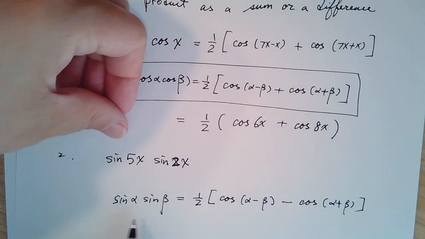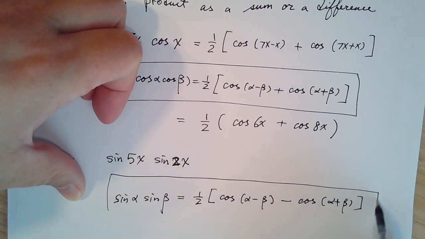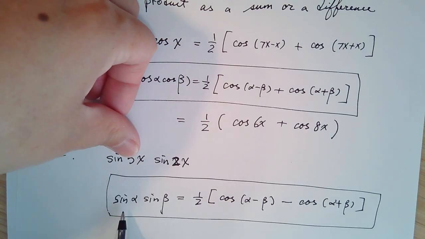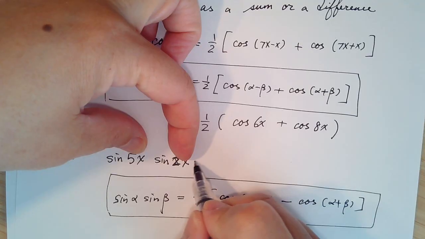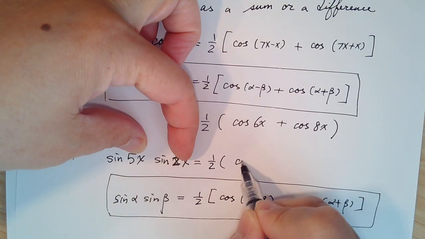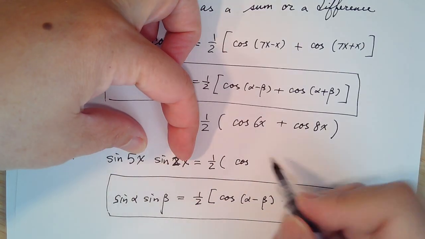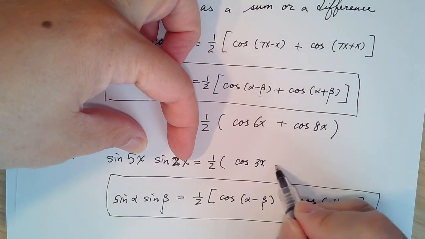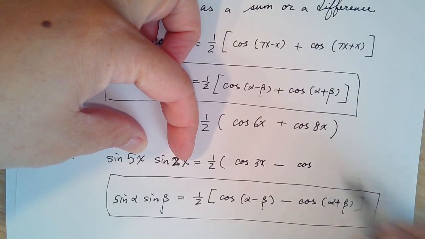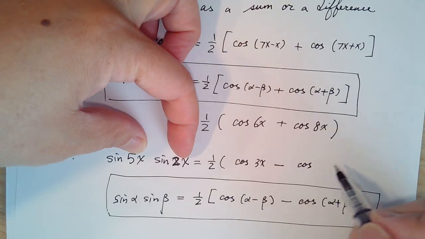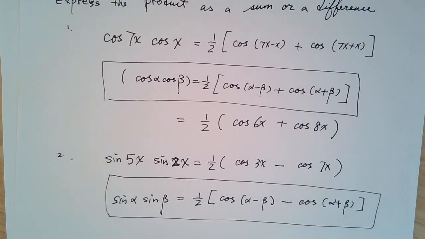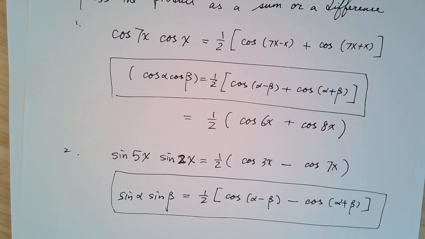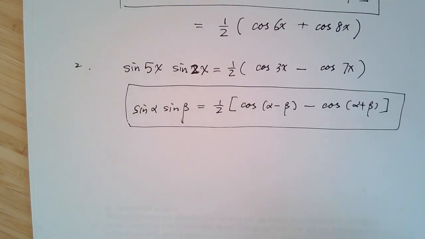Okay, in this case, we compare this formula with the given question. So sine times sine. This is alpha, this is the beta. Therefore, I will have 1/2 of cosine alpha minus beta, which is 3x, minus cosine alpha plus beta, which is 7x. That's it. So that'll be your answer. You can tell it's very easy as long as you can identify which formula you want to use, and then the rest will be very easy.